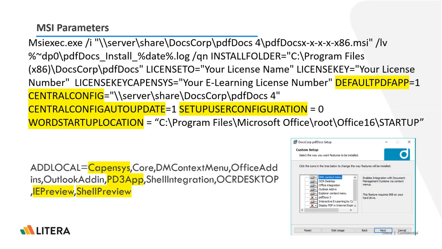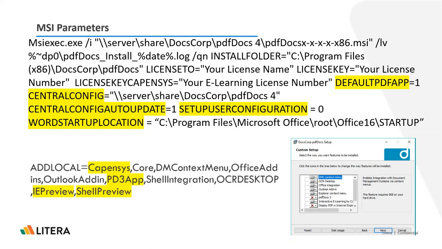I've highlighted those that you will need to consider. Default PDF app equals 1. So this sets pdfDocs as the Windows default PDF application. If you do not want pdfDocs to be the Windows default PDF application, do not include this in the installation script. Central config. This is the path for the central config folder and files. And the end user needs read access to this location.